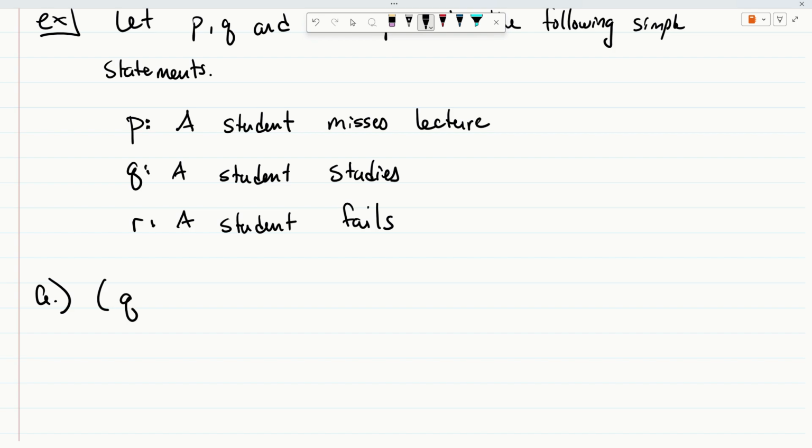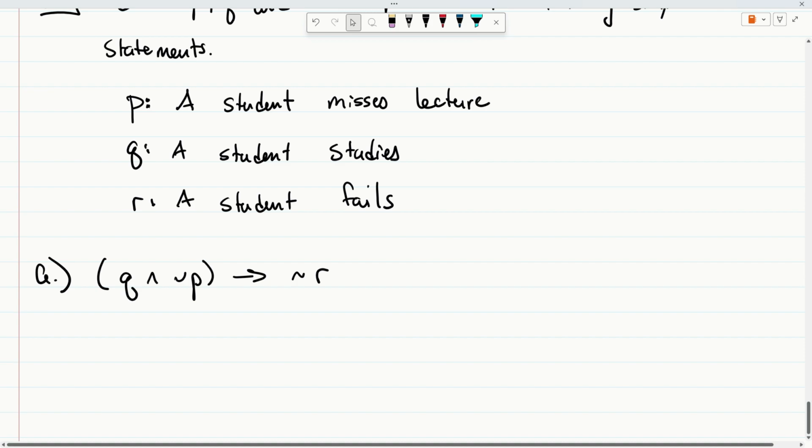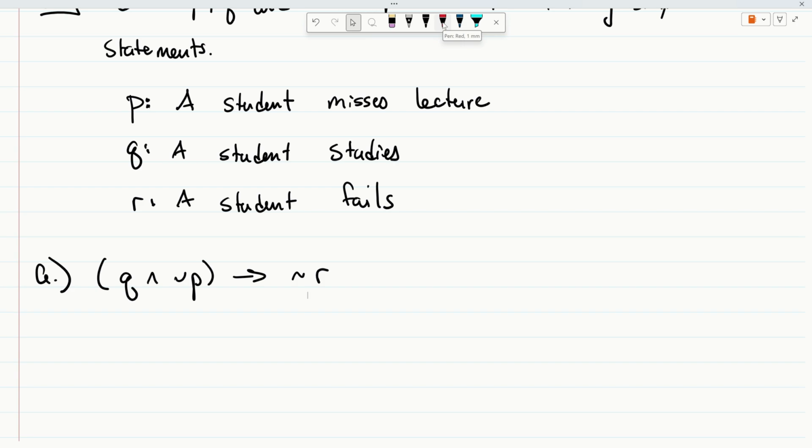For example, here's our first statement here. The thing to remember is you want to try to find these dominant connectives. Right here, I have this entire compound statement, but notice it's inside of parentheses. So this whole thing is like one big idea.